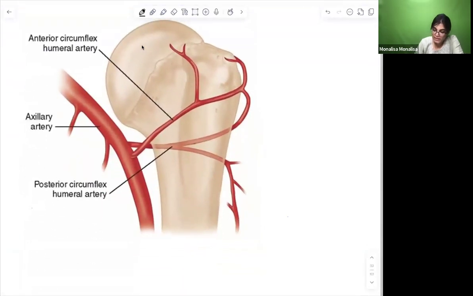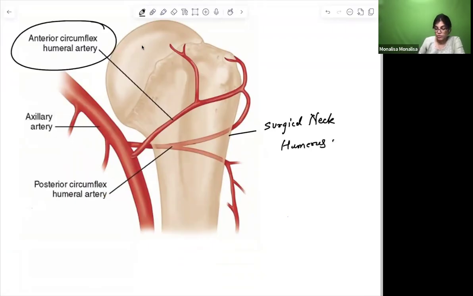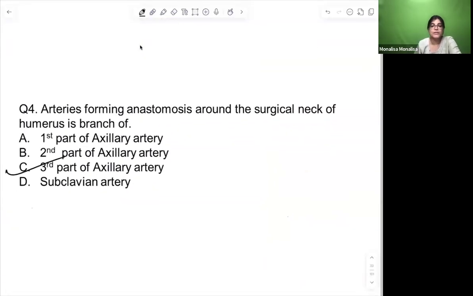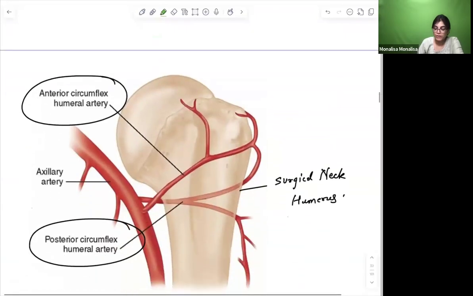See here, this is the surgical neck of the humerus. We know that the surgical neck of the humerus is related to the axillary nerve, and the arteries which anastomose are the posterior and anterior circumflex humeral arteries. They are branches of the third part of the axillary artery. Very good to those who have given that answer. So C is the right answer. Third part of the axillary artery.